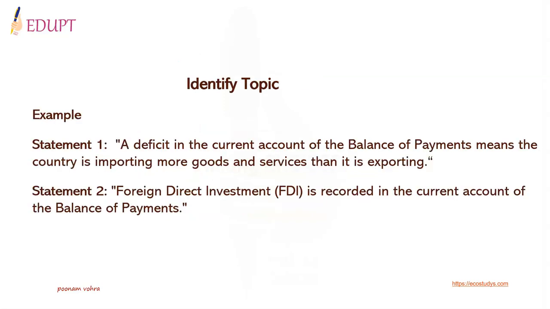Have a look at this example. Statement 1. A deficit in the current account of the balance of payments means that the country is importing more goods and services than it is exporting. Statement 2. Foreign direct investment is recorded in the current account of the balance of payments. So first step is that you need to identify the topic. And by reading the statements, one can identify the topic to be balance of payments.